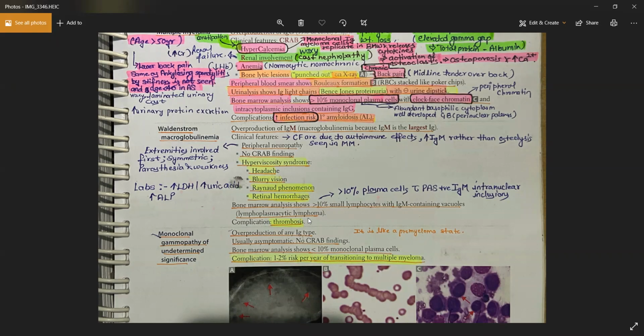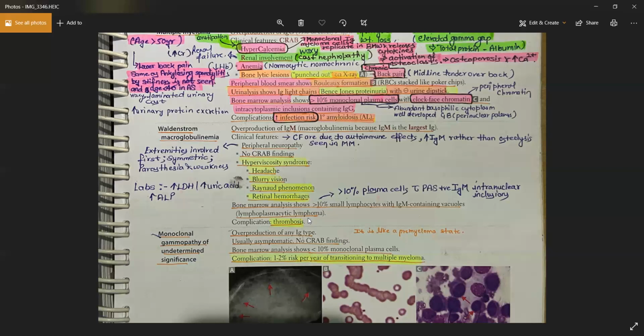About Waldenstrom macroglobulinemia, the main symptoms are because of the autoimmunity and hyperviscosity, and there are no CRAB findings, which means no hypercalcemia, renal involvement, anemia, or bony lytic lesions are found. Whenever these symptoms are found, you will always think about multiple myeloma, not Waldenstrom macroglobulinemia. Is that okay?